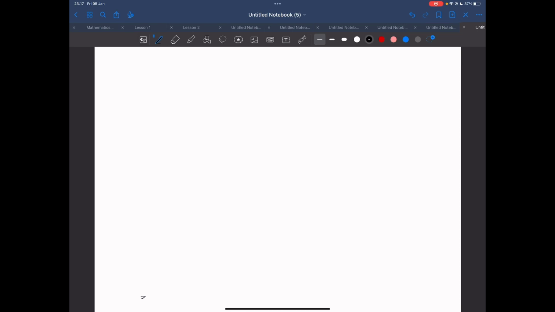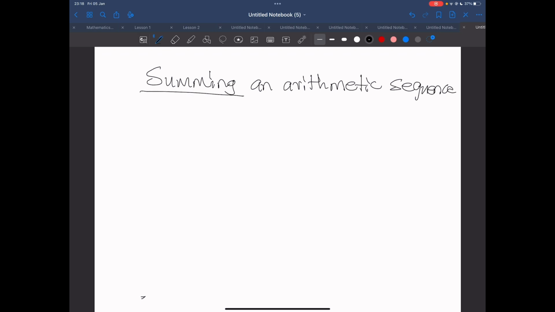Today we are looking at summing an arithmetic sequence. Summing means we are adding. So we are going to add terms of an arithmetic sequence. When we add terms of an arithmetic sequence, we say this is a series now.